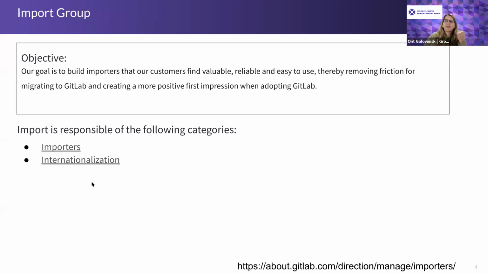So in terms of the categories that we have, there are importers, which is kind of self-explanatory, but it's either importing from another GitLab instance or from self-managed to SaaS or from another vendor to GitLab. And in terms of internationalization, that's the second category that the team is responsible for. And this is really about not only translation, but also other aspects of enjoying the product around the world.